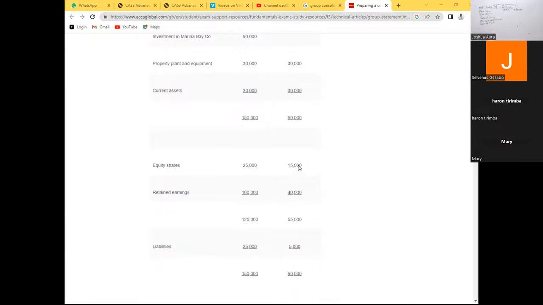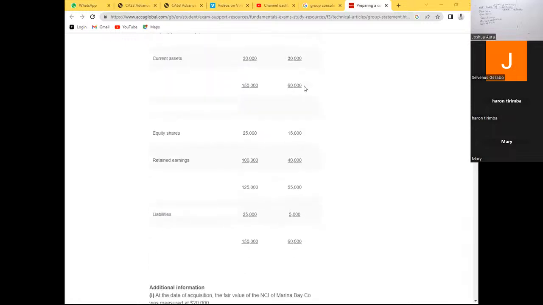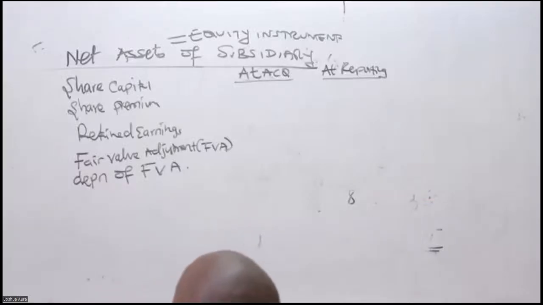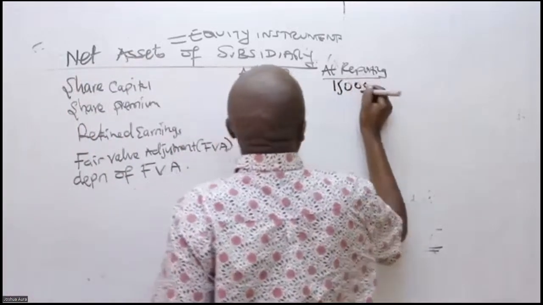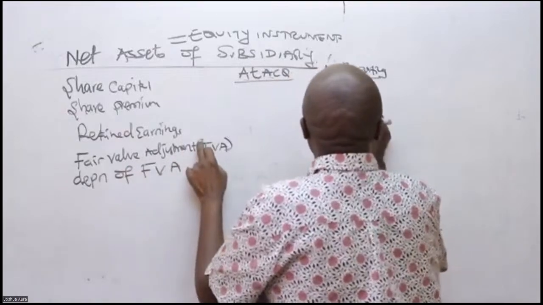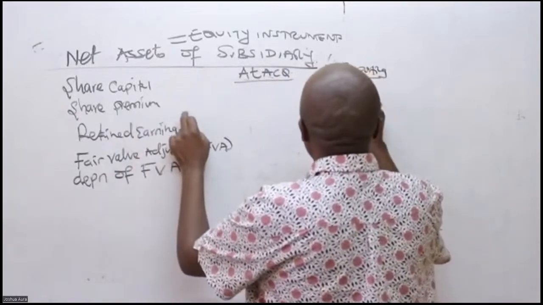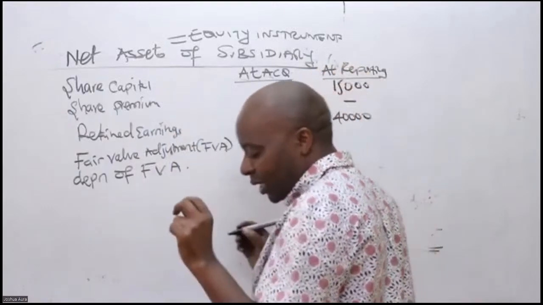Remember these 15,000 and the 40,000 that I'm reading here are at reporting. So I'm writing here: share capital at reporting 15,000, retained earnings at reporting 40,000. We don't have share premium, so a dash there. All right, and then you read the question.